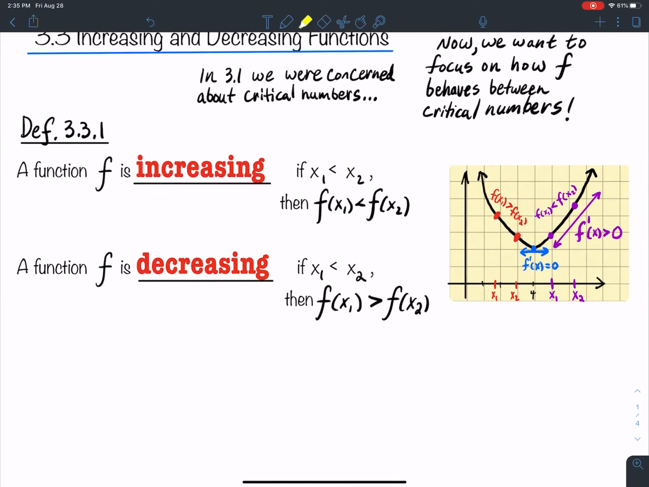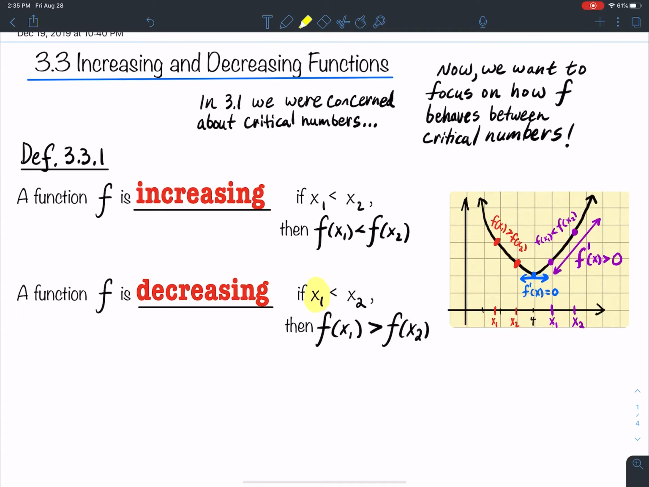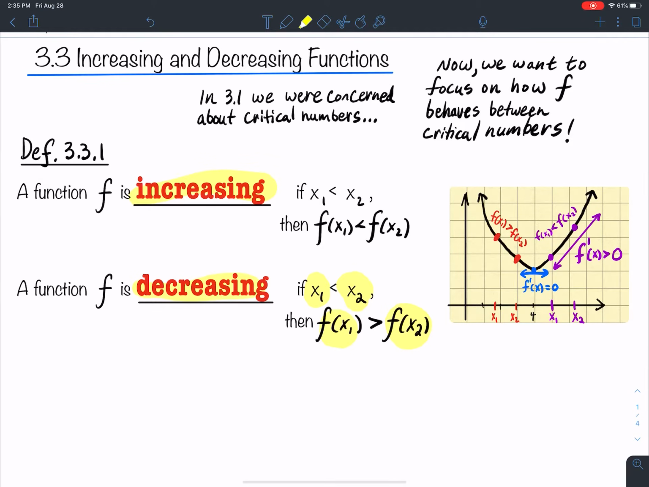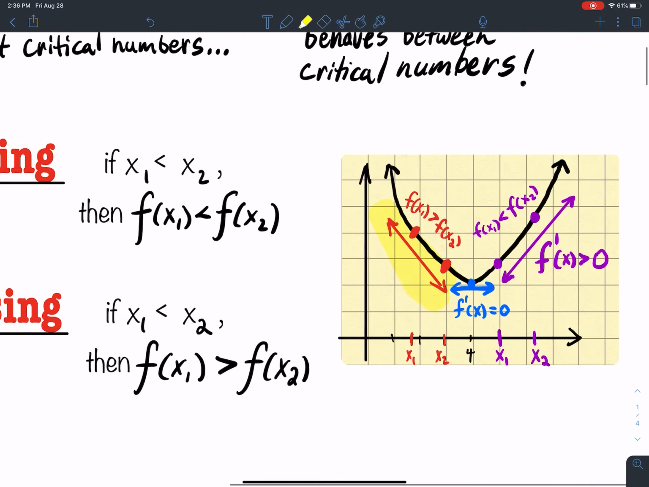So it's like the reverse relationship going on here. As your x's get bigger, your y's get smaller. So with increasing, it's a direct correlation: as x gets larger, y gets larger. With decreasing, as x gets larger, the y values, the outputs, get smaller. Now, what do I know about the derivative on this side? Well, the derivative looks like it's a slope going downhill, so that's a negative derivative.